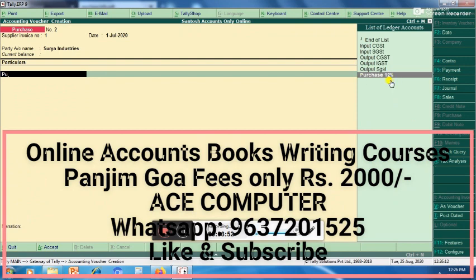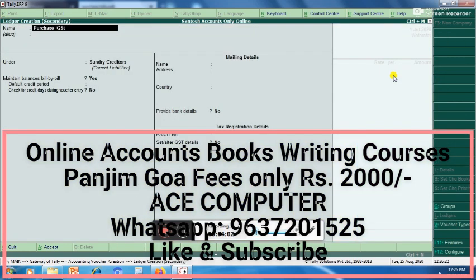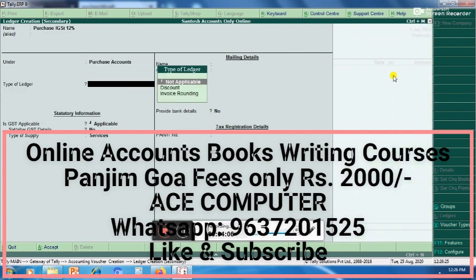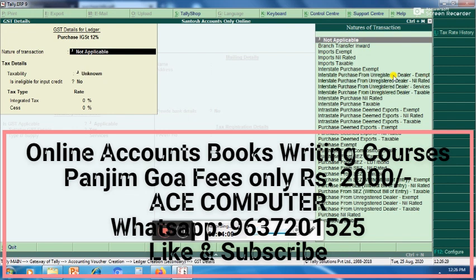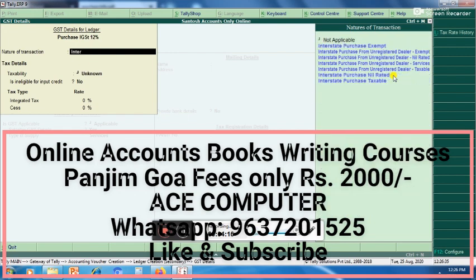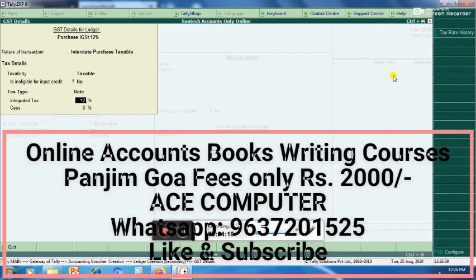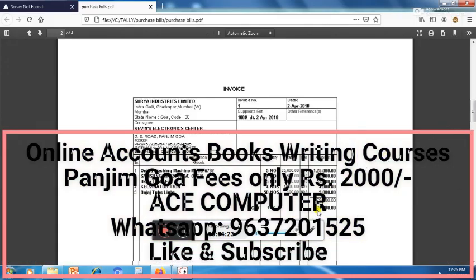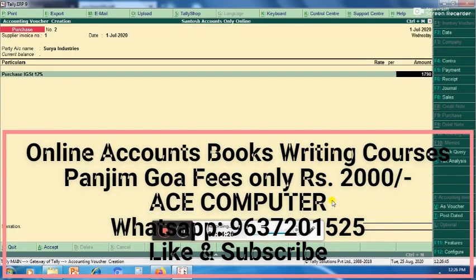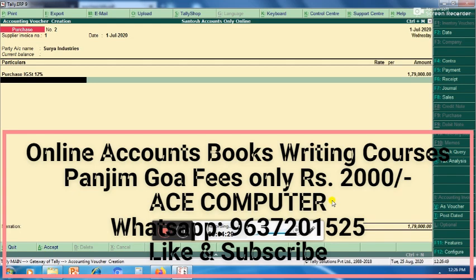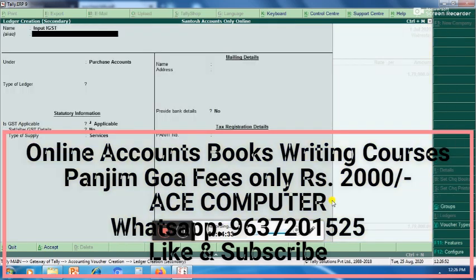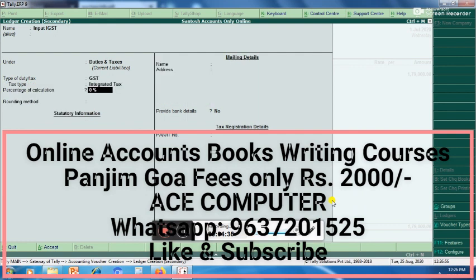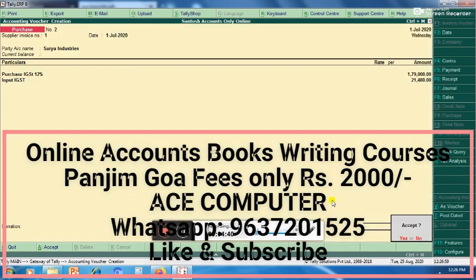Purchase 12%? No. I have to create a separate ledger because this purchase 12% is for CGST and SGST. I will create a separate Alt C, purchase IGST 12%, under purchases. GST, yes. You know, for IGST we refer to interstate sales taxable. Here it is interstate purchase taxable, 12%. Okay, so total is 1,79,000. And here there is Alt C, input IGST, duties and taxes, GST integrated. So this is the way you have to pass it.